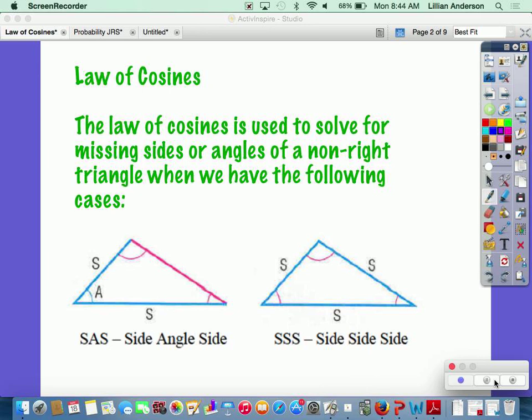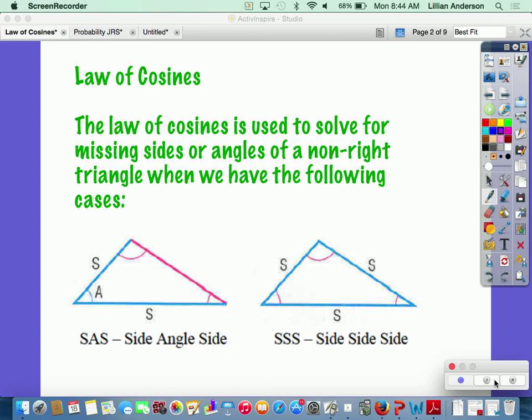So the law of cosines is something that you use when you're trying to find a side or an angle of a non-right triangle, okay? SOHCAHTOA is what you use for right triangles. Law of sines and law of cosines is what you use when you have a non-right triangle, okay? So we're going to talk about law of cosines today. We'll talk about law of sines on Wednesday since that is our longer day, okay?